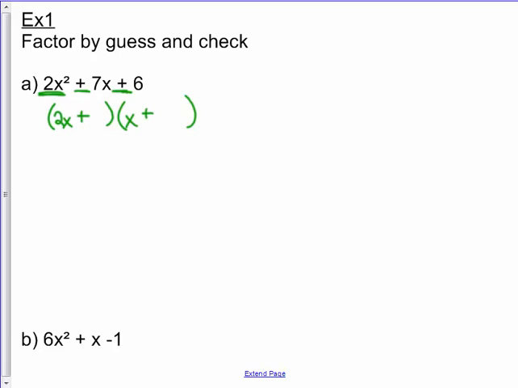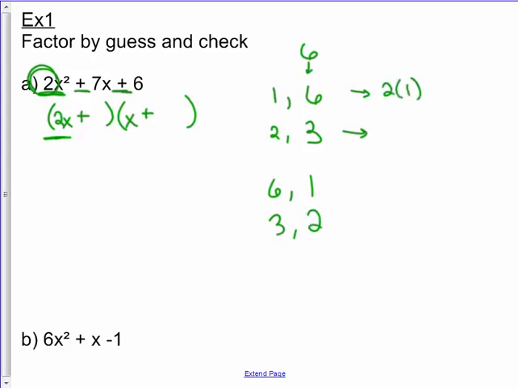So I'm going to write out the factors of 6. Well, what are the factors here? That's 1 and 6, 2 and 3. So at this point I have to try them with the 2 here. I have to multiply 2 times one of these numbers to get that. So, options here. It could be 1 and 6, it could be 6 and 1.